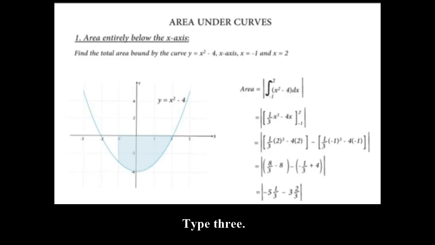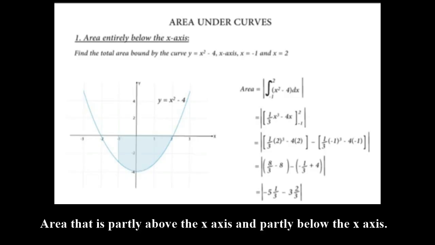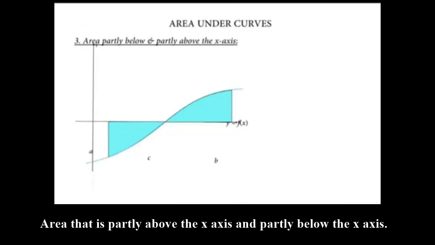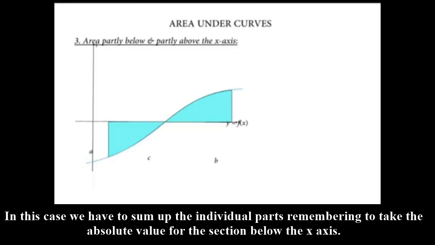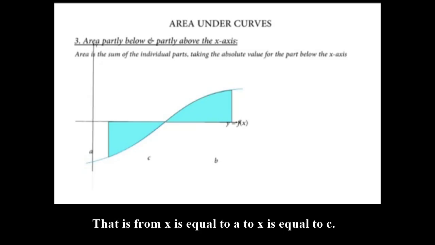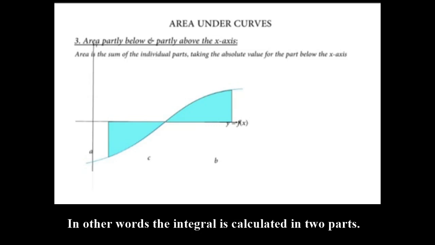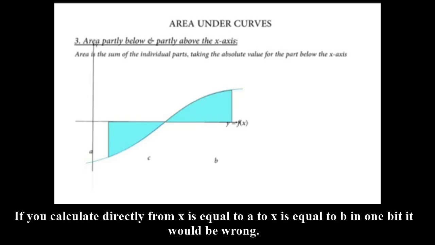Type 3: area that is partly above the x-axis and partly below the x-axis. In this case, we have to sum up the individual parts, remembering to take the absolute value for the section below the x-axis, that is from x is equal to a to x is equal to c. In other words, the integral is calculated in two parts. If you calculate directly from x is equal to a to x is equal to b in one bit, it would be wrong.